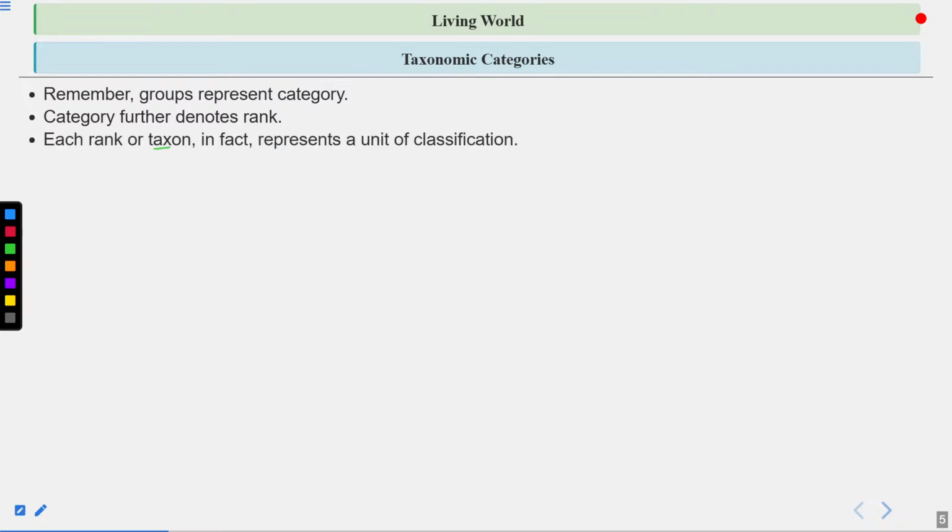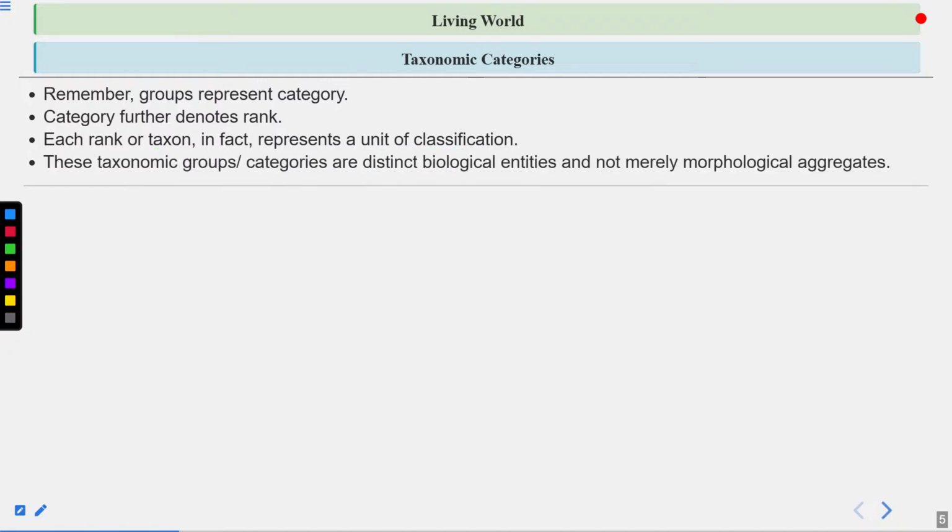Each rank or taxon in fact represents a unit of classification. Each category, each group, each taxon, or each rank represents a unit of classification. Now these taxonomic groups or categories are distinct biological entities and not merely morphological aggregates. So this line is very important.